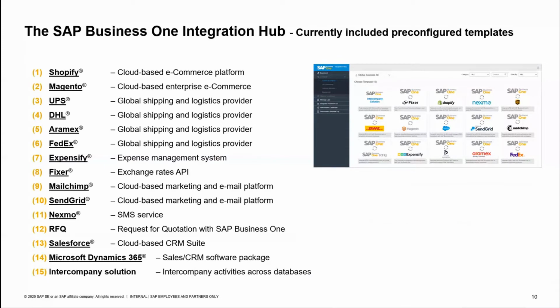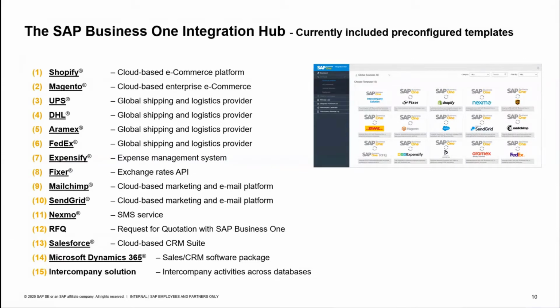What kind of templates, what kind of content is there, or what is planned for the future. Shopify, for example, for handling the e-commerce platform. Also Magento is there. For the shipping and logistic providers, we have several kind of integrations, even for DHL, for FedEx, and so on.